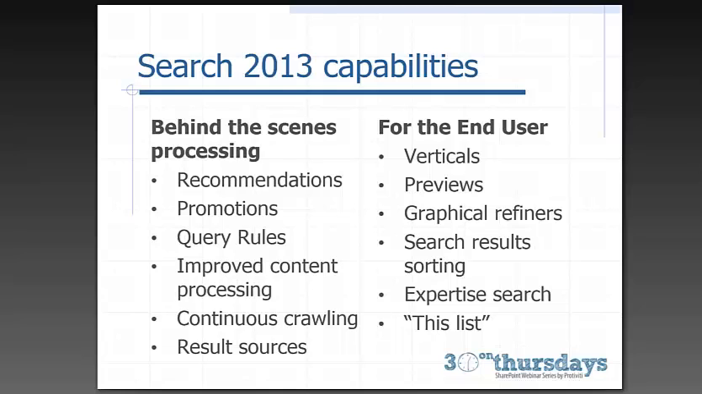For the end user, there are a number of improvements on just the experience of searching. Verticals, previews, refiners, we're going to look at each one of these separately. Sorting, being able to sort results in a different way. The concept of an expertise search, and then also bringing that search down to a really granular level and even searching lists and libraries specifically for certain information, which is a really nice feature as well.